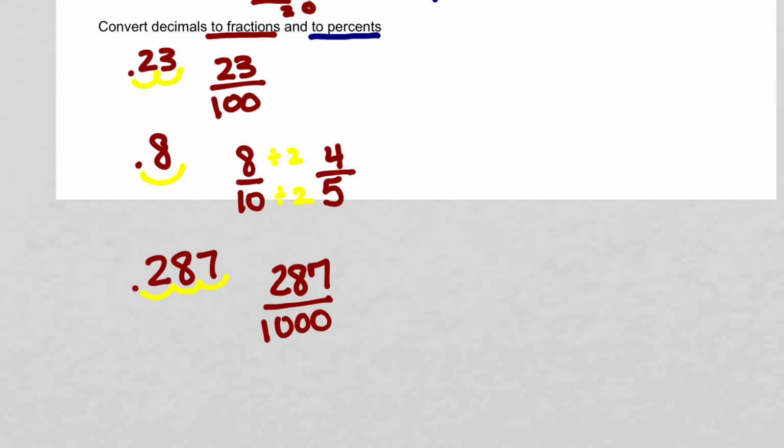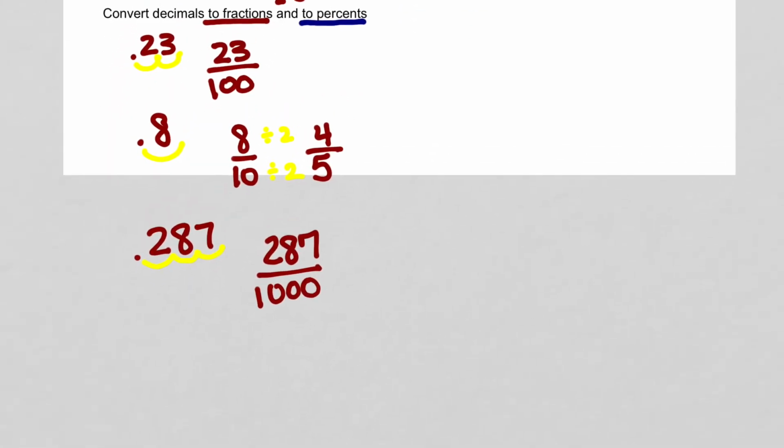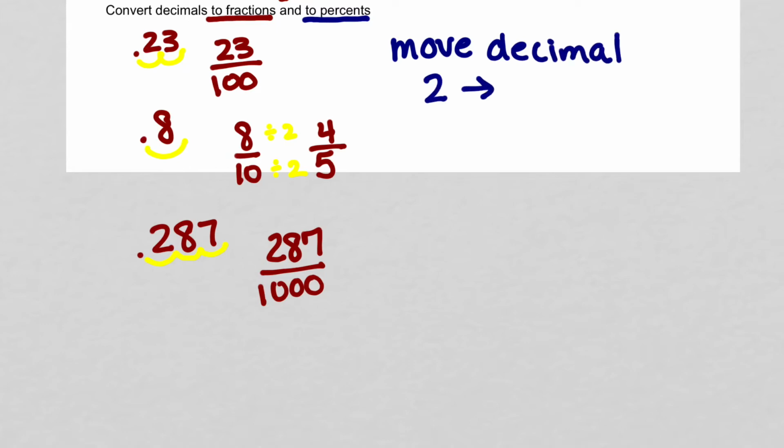Okay, but now what if I start with my decimal and I want to change it to a percent? Well, that's easy because we kind of just did it in the one before, right? When we got it to a decimal and then we moved it 2 places to the right. So let's look at that again. From a decimal to a percent, we're going to multiply by 100. So we will move the decimal 2 places to the right, and we're going to add that special percent sign.